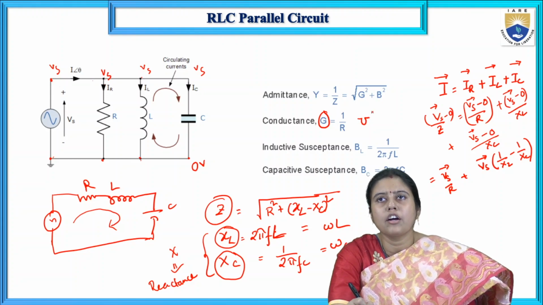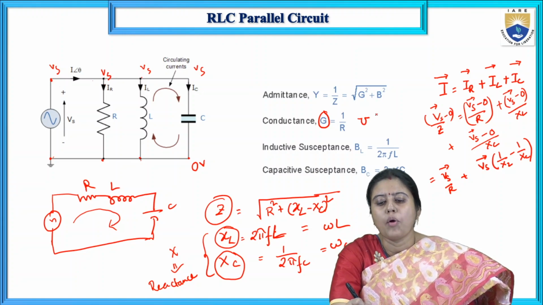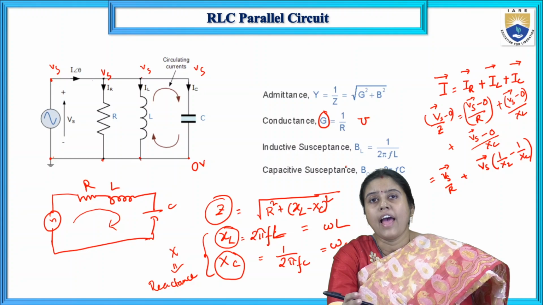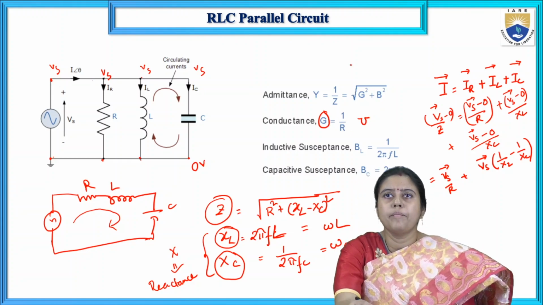What is the meaning of conductance? It is the property of any material to allow the current to flow. So G is equal to 1 by R.